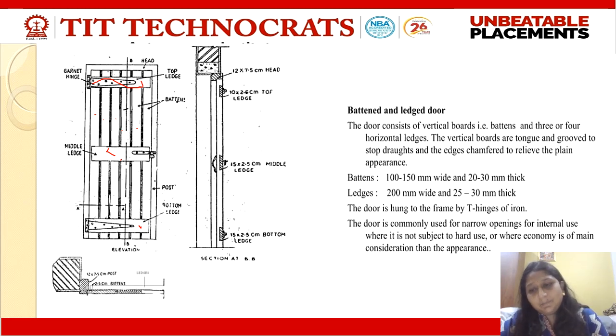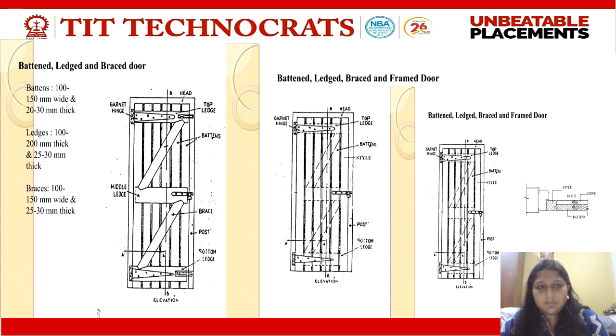So another improvisation was done in the same type of door, which is our next type, that is the battened ledge and brace door. Here a third member is added, which is the brace, this one. The inclined members provided between the two ledgers to support the battens are called braces, and a door in which we have battens, ledgers and braces is called the ledge, batten and brace door.